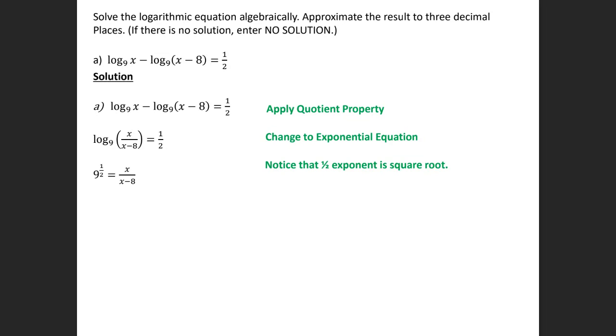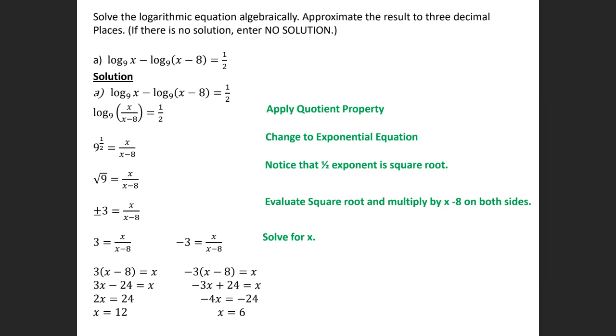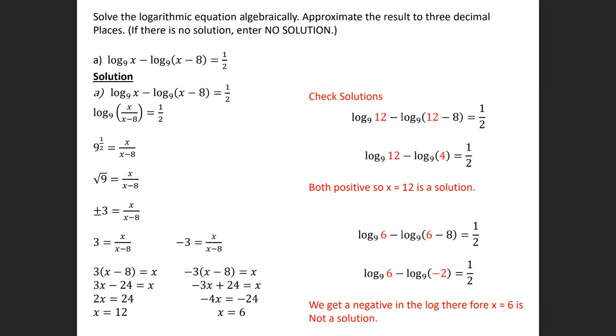So again, I'm going to cross multiply to solve for this one. I evaluated the square root of 9, which gives me plus or minus 3, and then I'm going to cross multiply. So here I'm going to have two answers. I have 3 times x minus 8 is equal to x, and negative 3 times x minus 8 is equal to x. If we solve algebraically for both, we have x is equal to 12, and x is equal to 6. But we want to check our work. We want to make sure that we have a solution for both, and that we don't get a negative input for one of them.